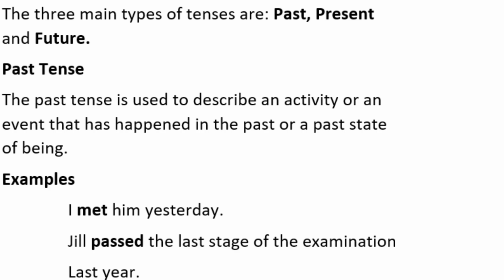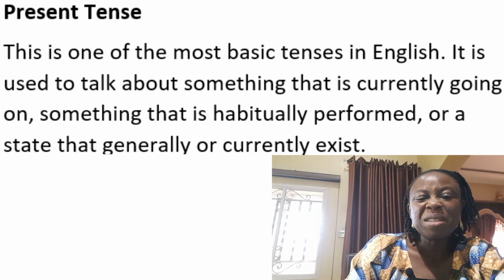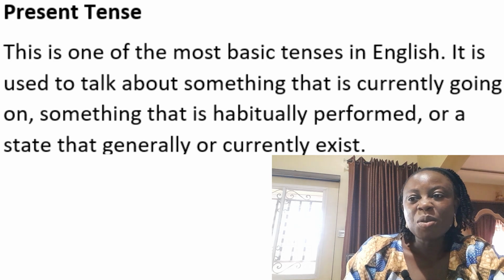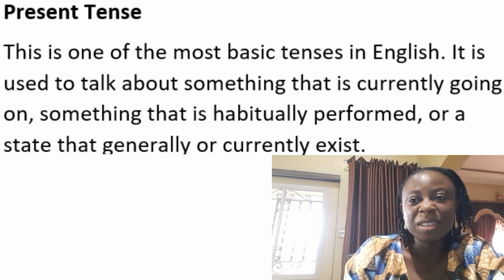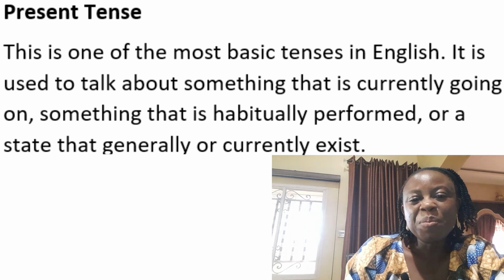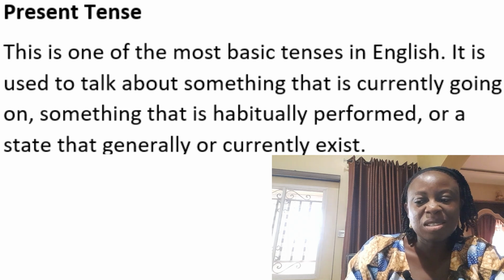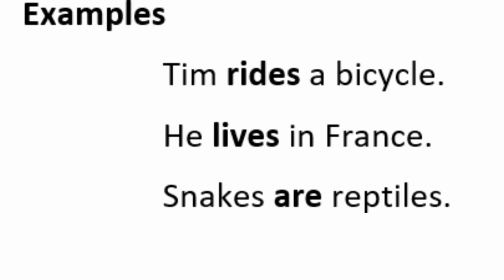The present tense. This is one of the most basic tenses in English. It is used to talk about something that is currently going on, something that is habitually performed, or a state that generally or currently exists. Look at the examples. Tim rides a bicycle. He lives in France. Snakes are reptiles. These are habitual actions.